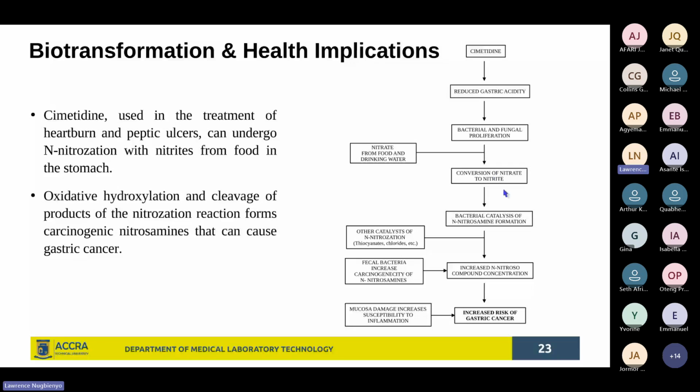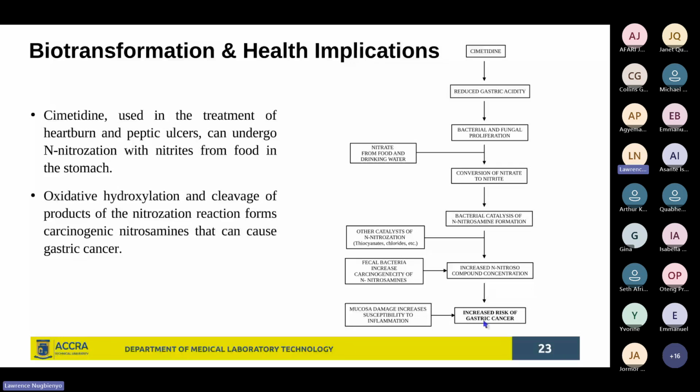And you have enzymatic reactions of bacteria in the digestive system, causing the formation of nitrosamines from the nitrites from the food. So it's a drug that is being taken, all right, but a drug can go and react with nitrites from some food substances, undergoing a process of nitrosation, and then will be forming some nitroso compounds, which will rather be increasing the risk of gastric cancer.